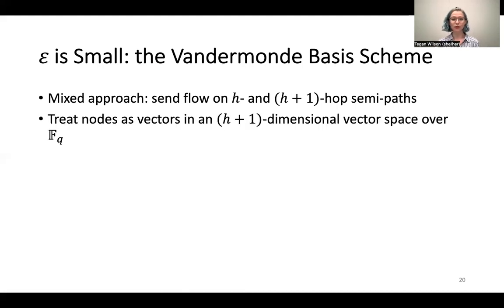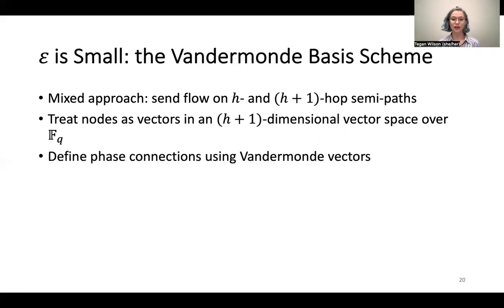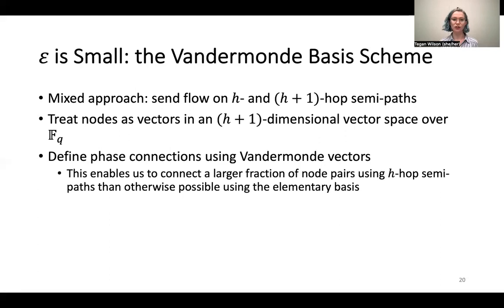To obtain this design, we treat nodes as vectors in an h+1 dimensional vector space over F_q. So the total node space would be of size q to the power h+1. And to define phase connections, instead of using the elementary basis to get some h+1 dimensional grid topology like we were doing with the elementary basis scheme, we'll use Vandermonde vectors instead and use a series of Vandermonde bases. This enables us to connect a larger fraction of node pairs using h-hop semipaths than would otherwise be possible using the elementary basis, at least when our maximum latency gets higher.